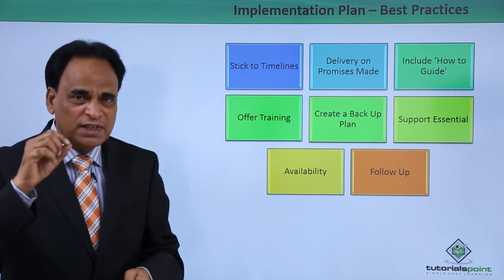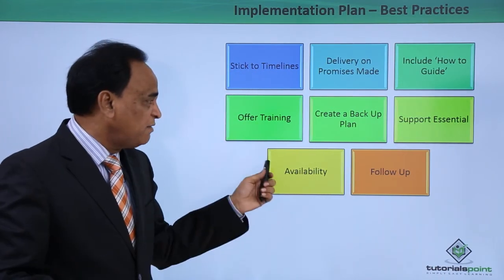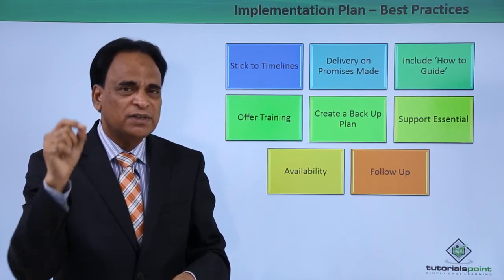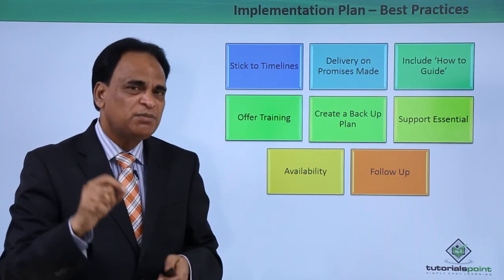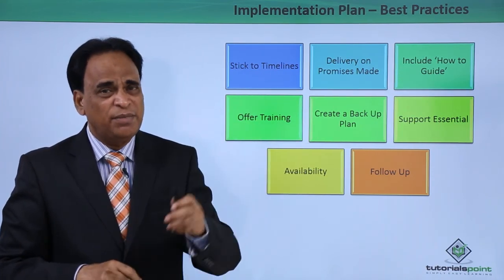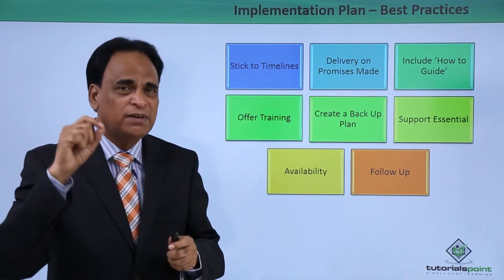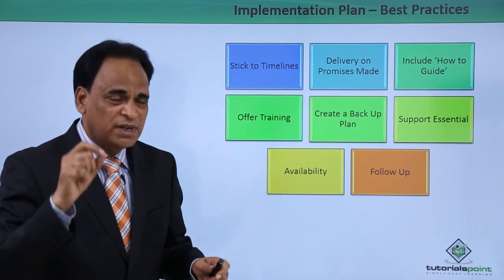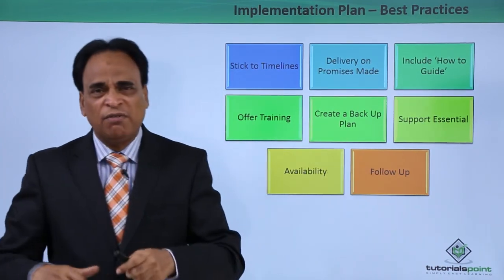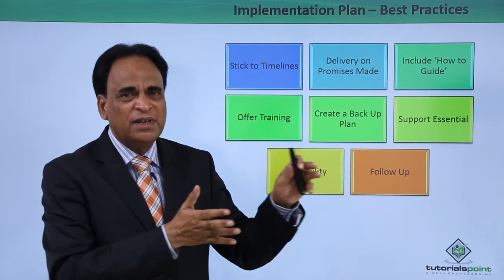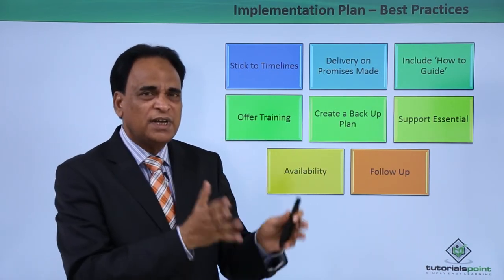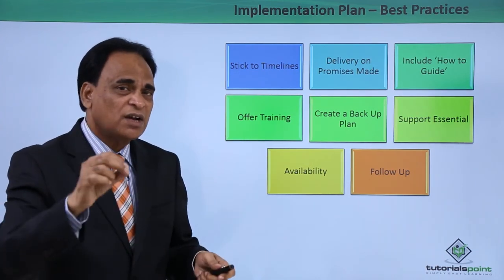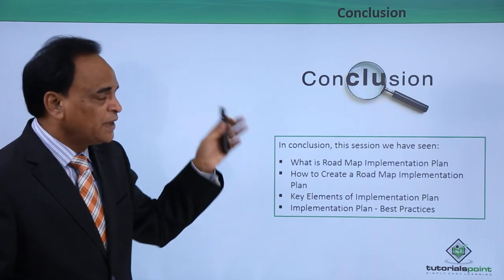Support essential. Provide the kind of support that you are talking about. Availability and follow up. Make sure that your key contact person for the execution of this project is available 24/7 to your customer. Make sure that whenever they call you or send an email, or want to schedule a meeting, the availability plays a very important role. And follow up. Once the deliverables are happening, make sure that you follow up, you stay in touch with their contact person and ensure that everything is according to the scheduled plan.